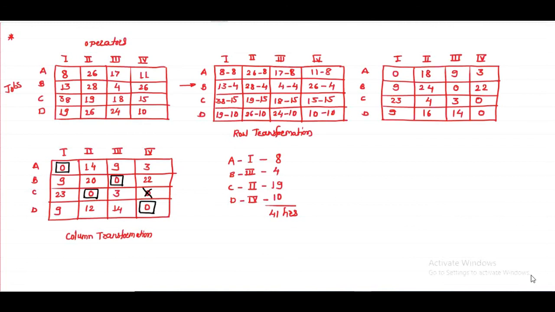This is the time; the original matrix represents the time. If you assign job A to the first operator, it takes 8 hours. But if we assign job A to the second operator, it takes around 26 hours. This takes 17 hours, 11 hours. So to minimize the operation timing, it requires assigning only one job to one operator, so that the total time will be minimized. For this problem, 41 hours is the solution.